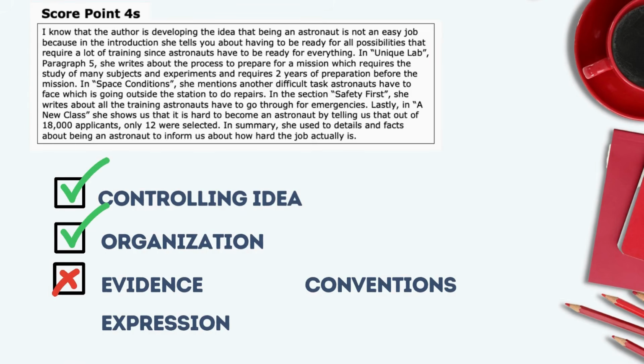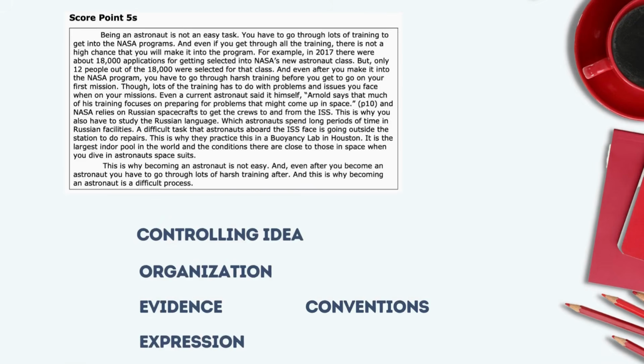There is kind of some relevant paraphrasing of evidence, but they don't really explain it and they're kind of vague. And the expression of ideas here is also pretty basic because they're very general about what's going on. But they do get a 2 on conventions because they have a consistent command of conventions with few errors and punctuation that don't impact the clarity of their writing.